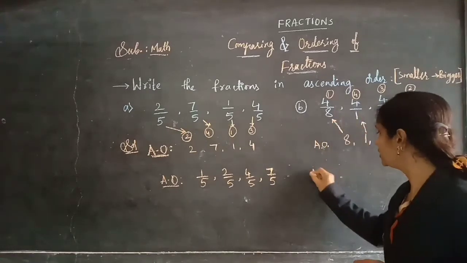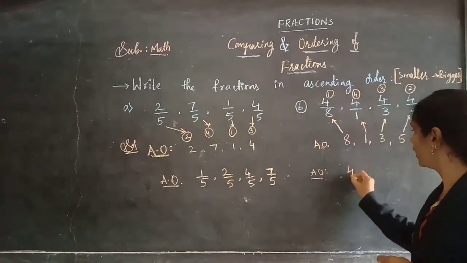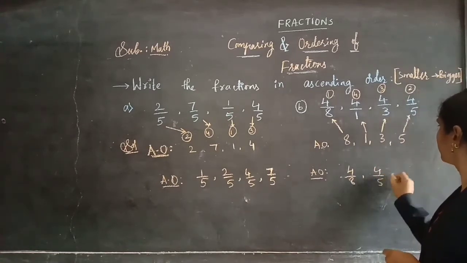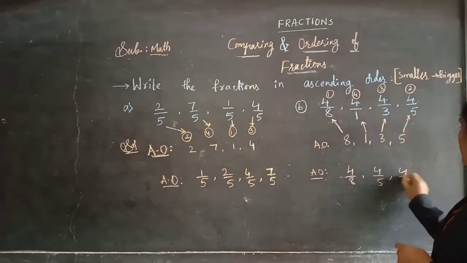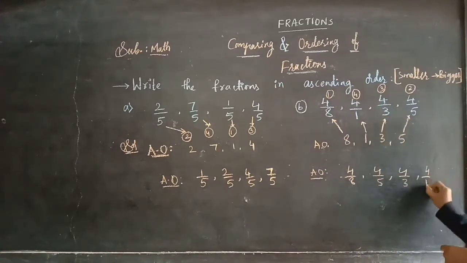Okay, come on, let's arrange this into the ascending order here. Now first place 4 by 8. Now second place 4 by 5. Third place 4 by 3. Next fourth place, last place 4 by 1.